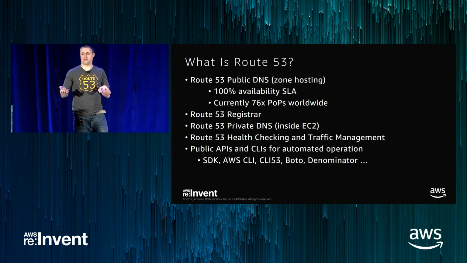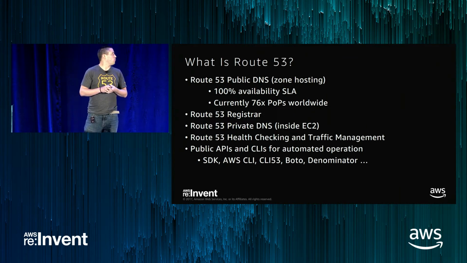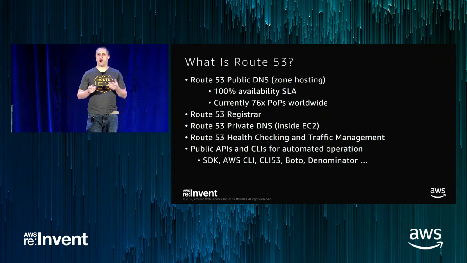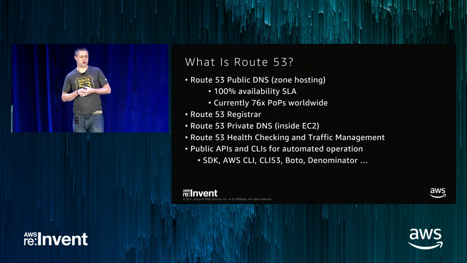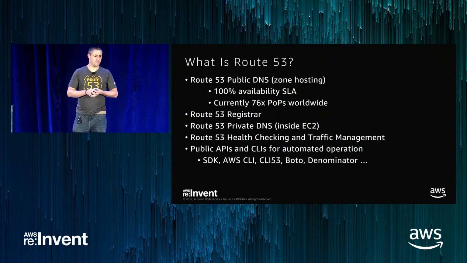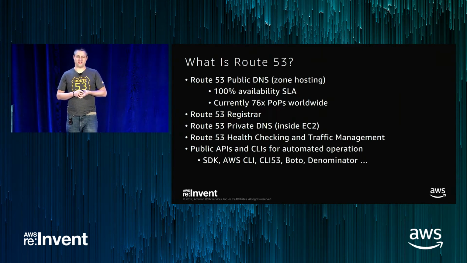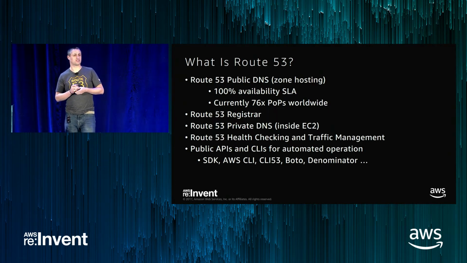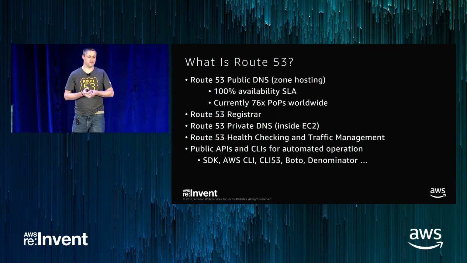So what does Route 53 provide in this space? Well, we have zone hosting. In particular, we have 76 POPs, which are little small data centers around the world. And so we're close to all of your customers pretty much. We provide a 100% availability SLA, which is relatively unusual. But DNS is that kind of sensitive service that outages are really not acceptable.